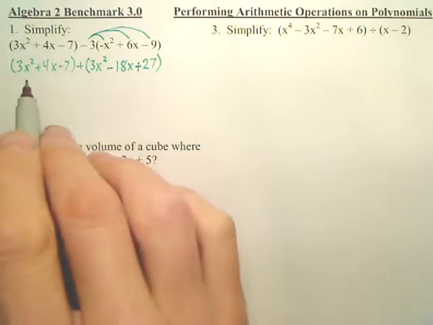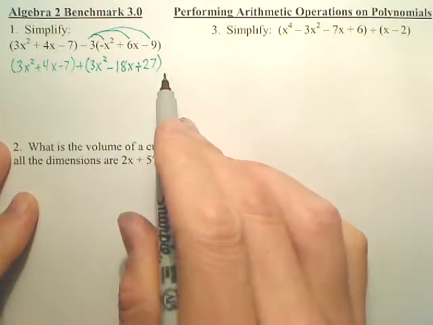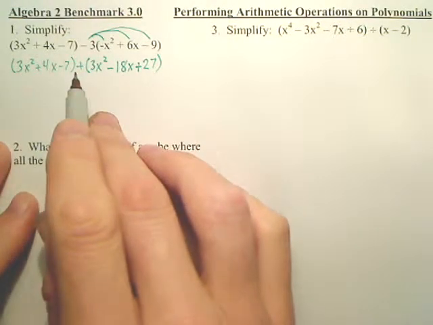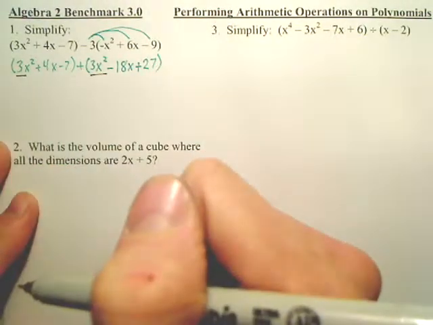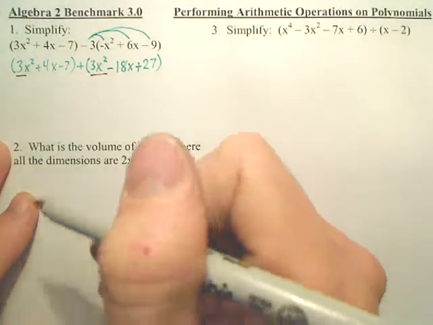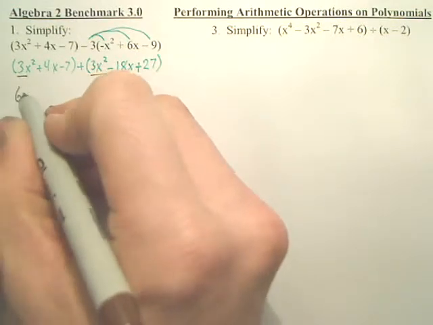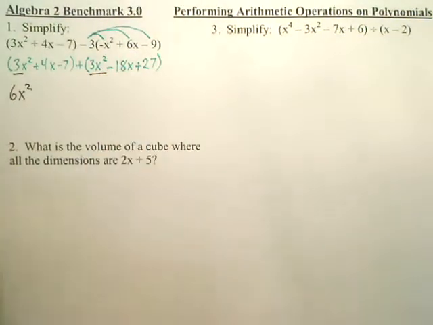Last step is to combine the like terms. That's a plus, so we're all good. So we look, okay, we start with the highest power. I got two sets of 3x squared, so that would be 6x squared. Okay. Go to the next one.